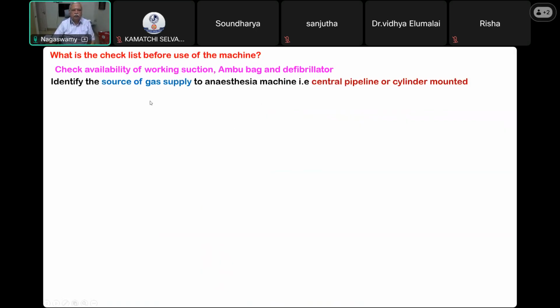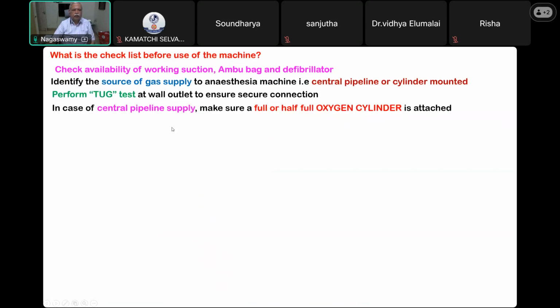Then identify the source of gas supply, whether it is from central pipeline or from the cylinder mounted on the machine. Perform tug test at the wall outlet to ensure secure connection. In case of central pipeline supply, make sure that a full or half full oxygen cylinder is attached to the machine.